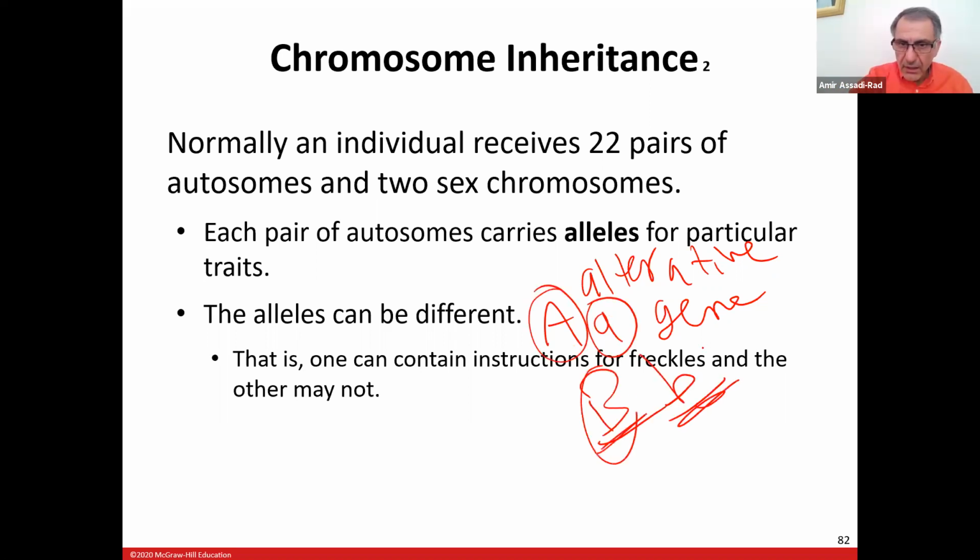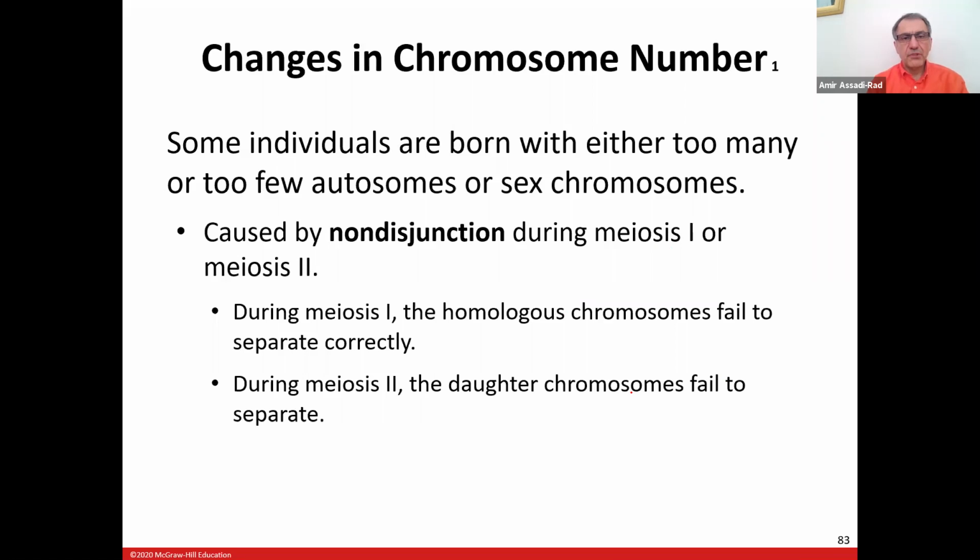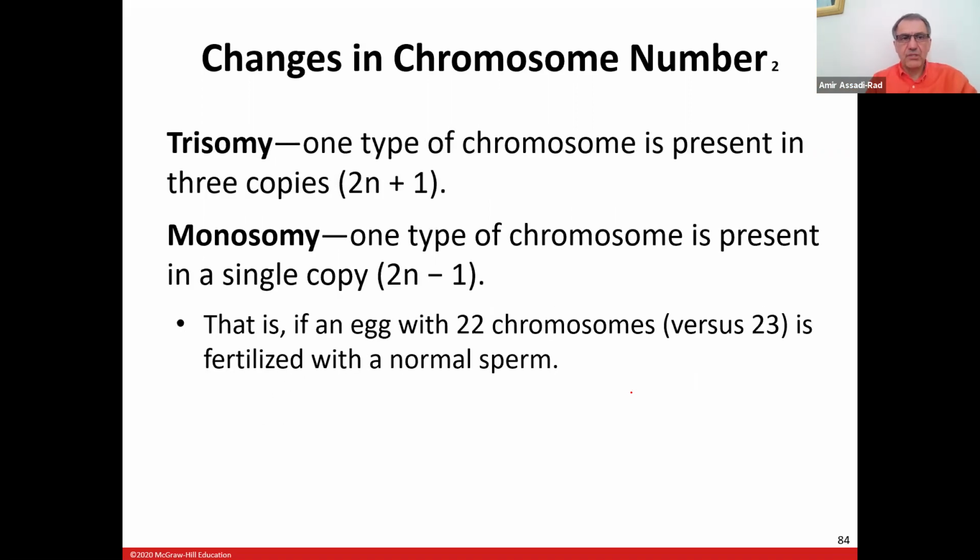This is one allele, this is one allele. So anyhow, we'll talk about it when we see it. So what is non-disjunction during meiosis 1 and meiosis 2? During meiosis, when homologous chromosomes fail to separate properly, that is called non-disjunction.